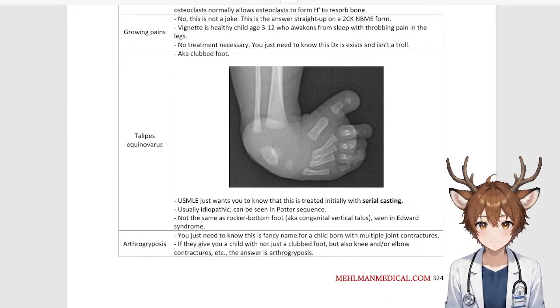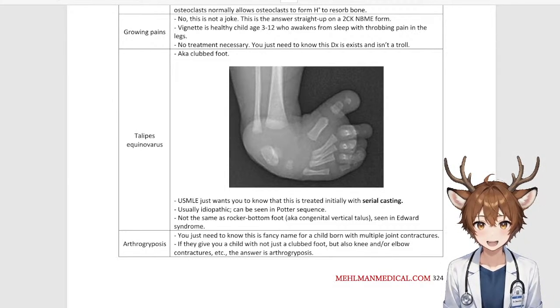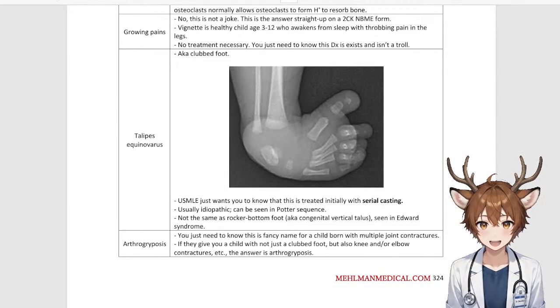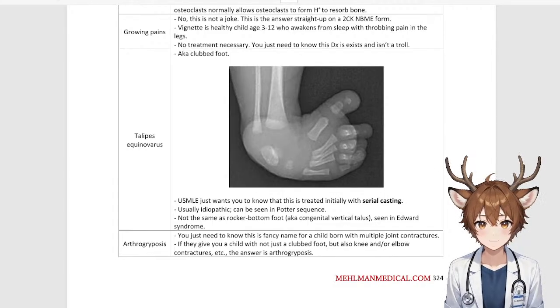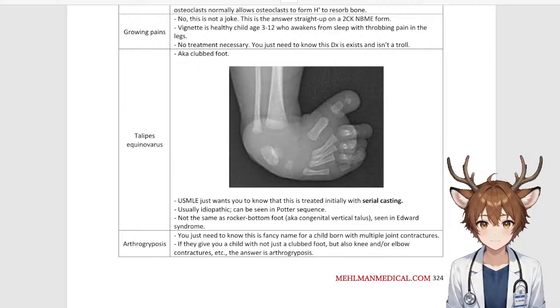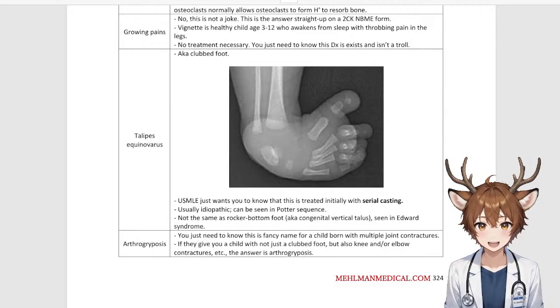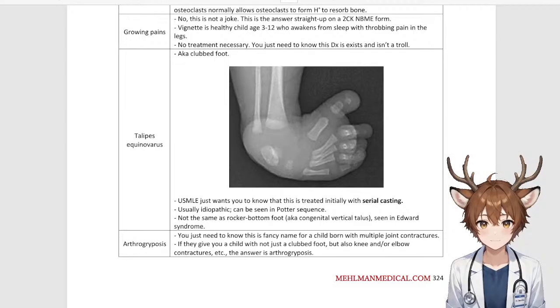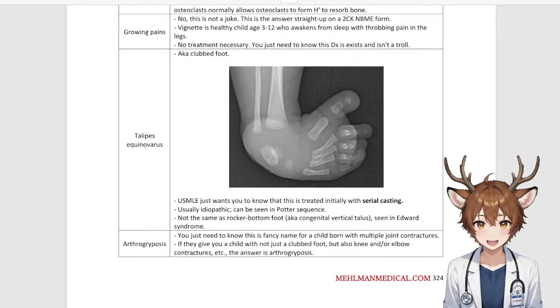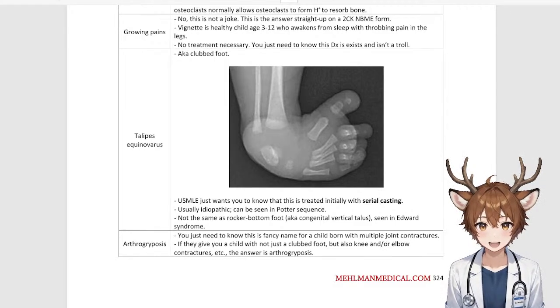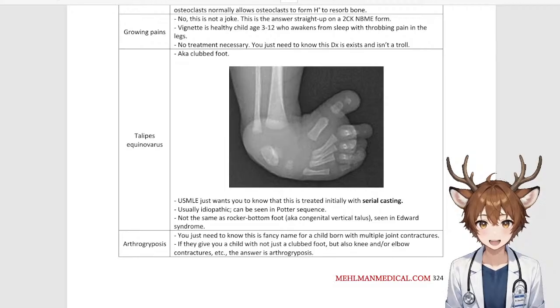Growing pains. No, this is not a joke. This is an answer straight up on the Step 2 CK NBME form. Vignette is a healthy child, 3 to 12 years, who awakens from sleep with throbbing pain in the legs. No treatment is necessary. You just need to know that diagnosis exists and is not a troll. So yeah, you can actually have growing pains. So you could straight up just say, he'll be fine. And that could be the answer.